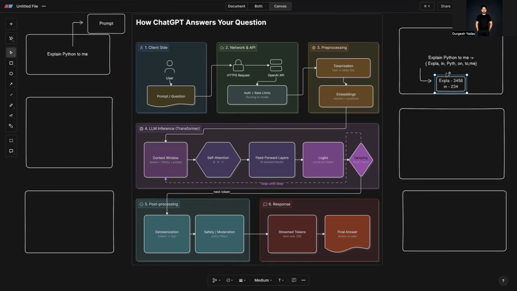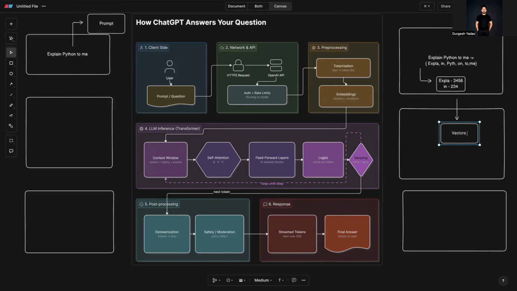Now once these values or numbers are created, they are passed into a particular thing which is known as embeddings. So if you see, embeddings is here. Now what is embeddings? Embedding basically converts these particular numbers into mathematical vectors. Now you must be thinking, what are vectors, Durgesh? I don't know. So let me give you a very simple explanation.